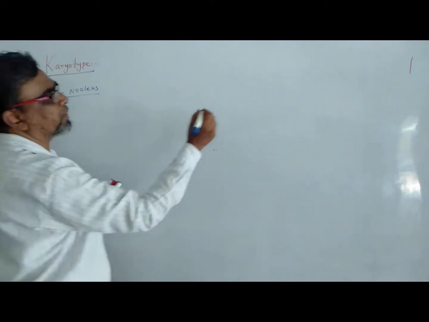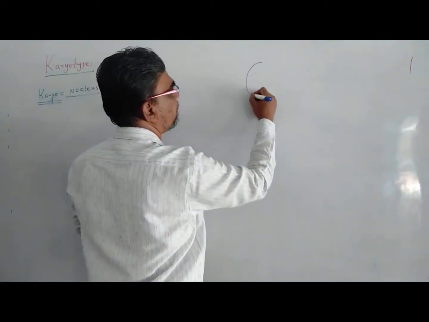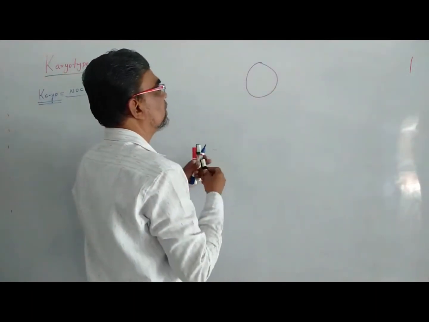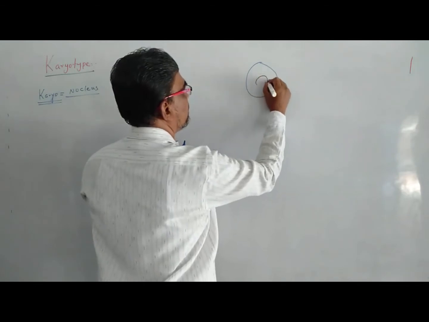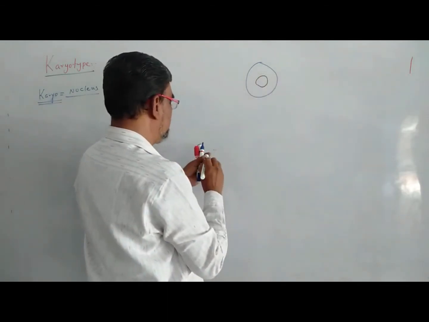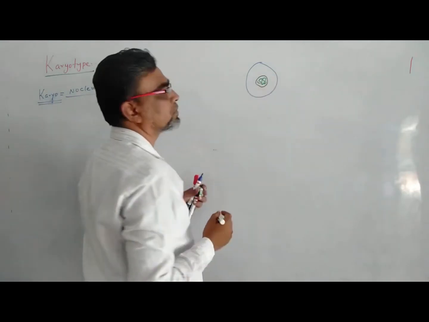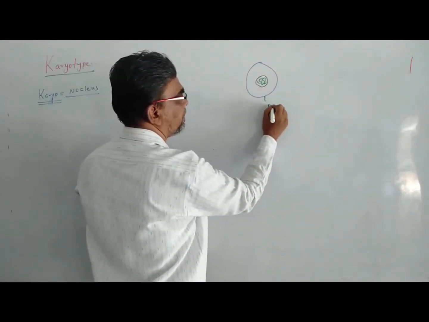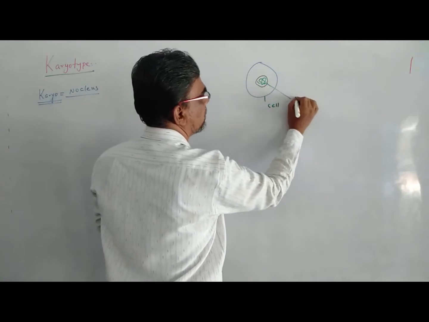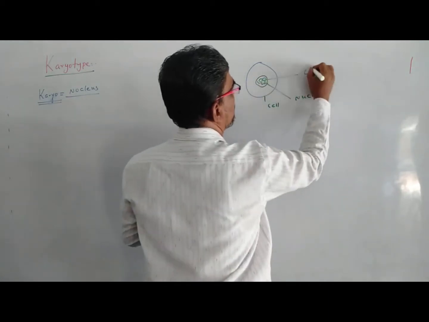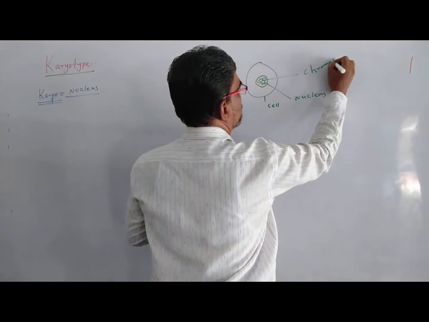So just imagine this is a cell. Inside the cell, a nucleus is there. Inside the nucleus, chromosomes are there. So this is the cell, this is the nucleus, this is the chromosomes.